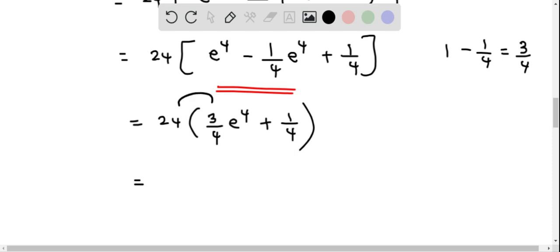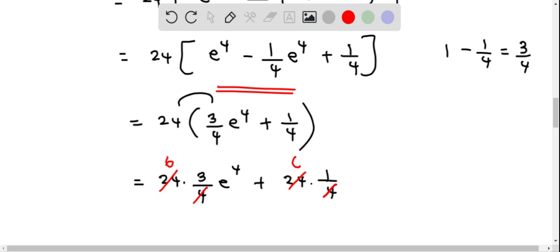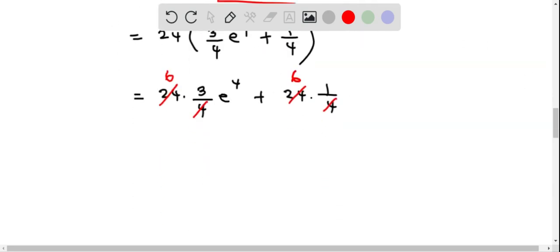So we have to distribute. So it becomes 24 times 3 fourth e raised to the power of 4 plus 24 times 1 fourth. Let's do some cancellation here. 24 goes into 4 as 6 times, then 24 here, here also it goes 6 times. So it's basically we have 3 here. 6 times 3 is 18. So this is 18 e power 4 plus 6.